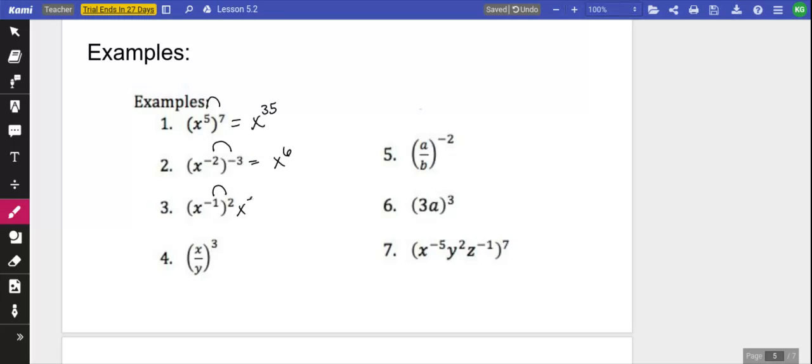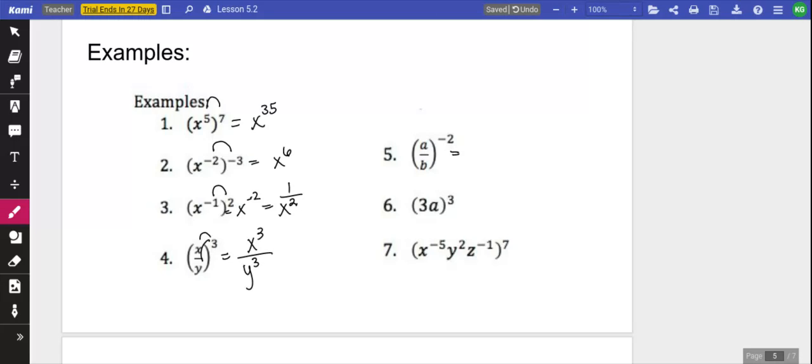Number 3, after I distribute, I get x to the negative 2, which we can't have negatives, so from yesterday's, I need to flip it, and so it becomes 1 over x squared. Number 4 gets distributed again, so it becomes x to the 3rd over y to the 3rd.